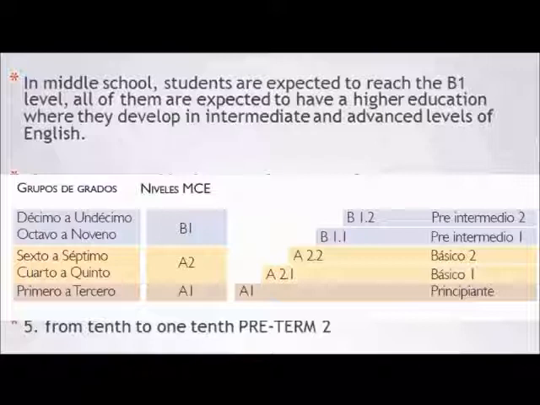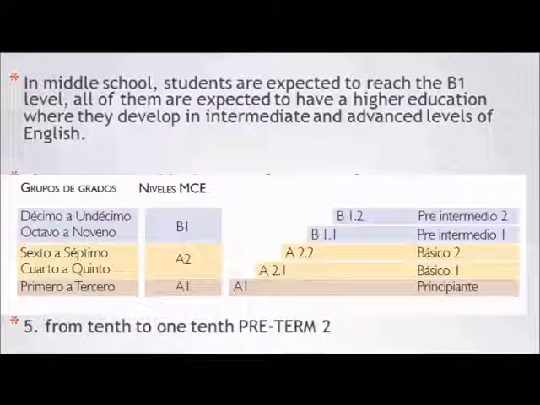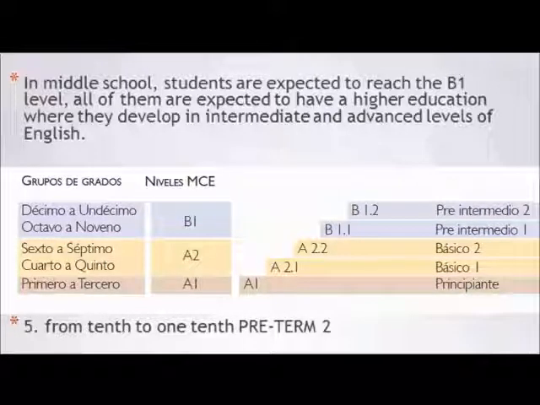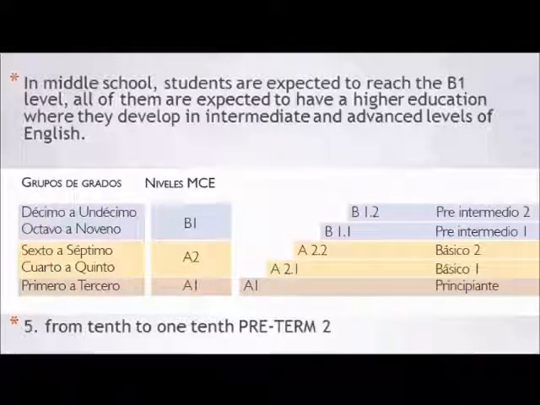They are grouped in sets of grades. One: from 1st to 3rd, A1. Two: from 4th to 5th, A2.1. Three: from 6th to 7th, A2.2. Four: from 8th to 9th, pre-intermediate 1. Five: from 10th to 11th, pre-intermediate 2.